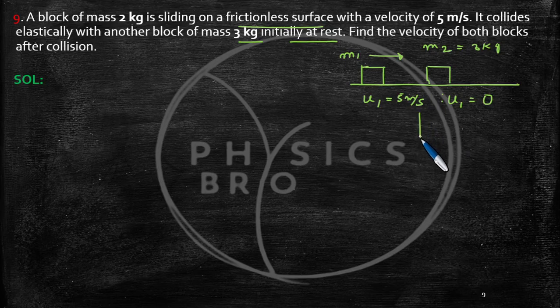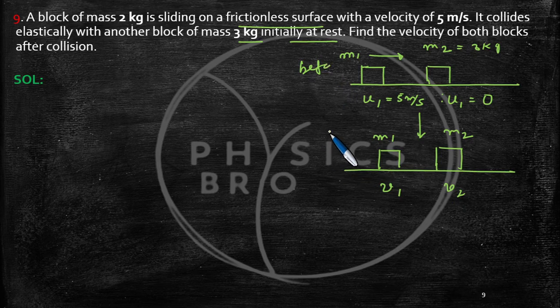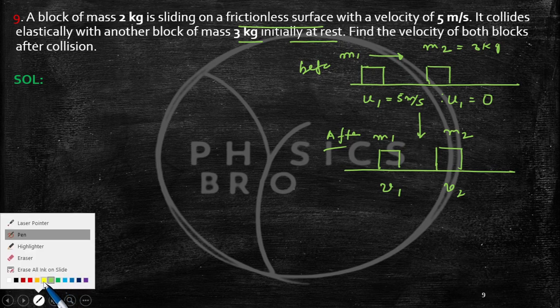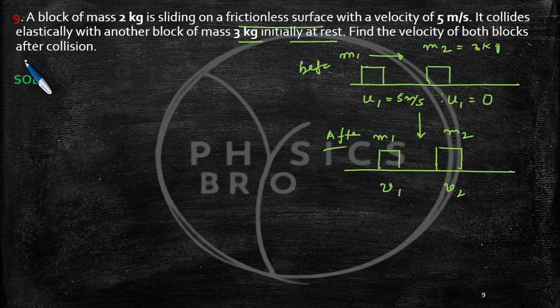The next figure will be like this, the same thing but with some different velocities. So this is mass m1 block and m2 block, and they have some velocities v1 and v2. This is before collision and this is after. We have to find the velocities of both blocks after collision. What will be the velocity of m1 and m2?